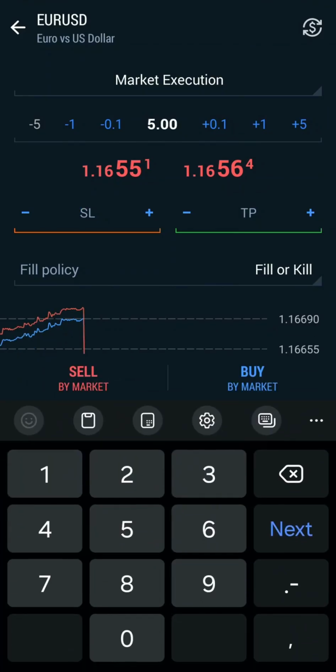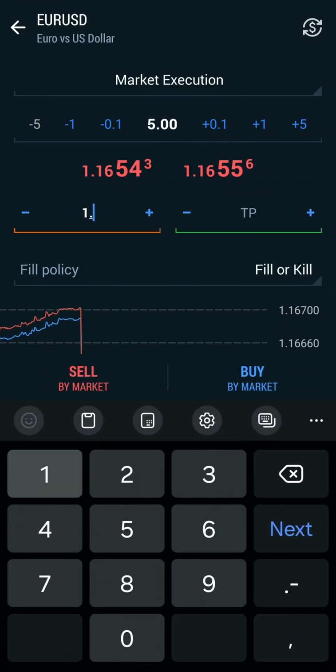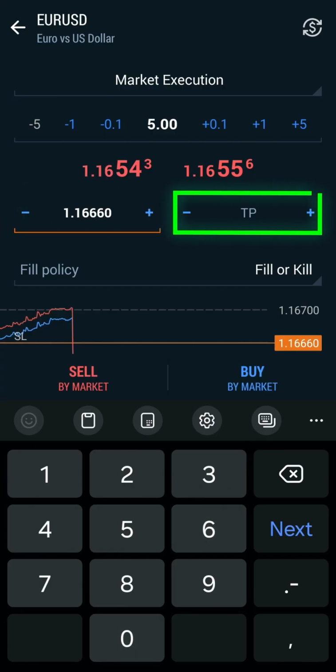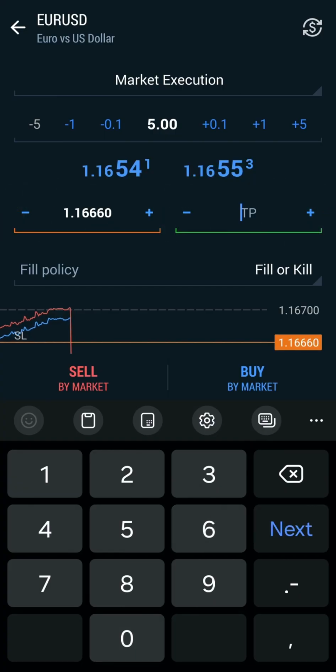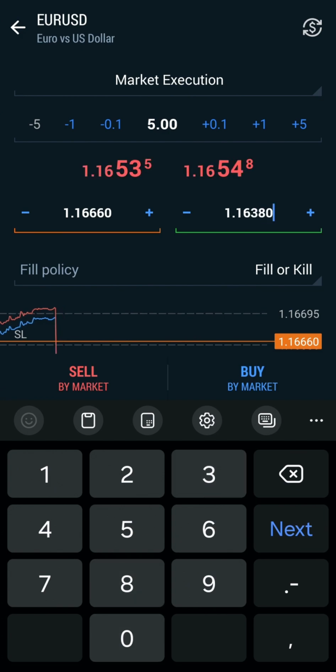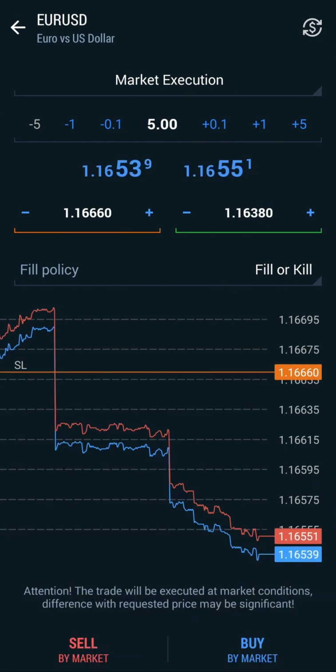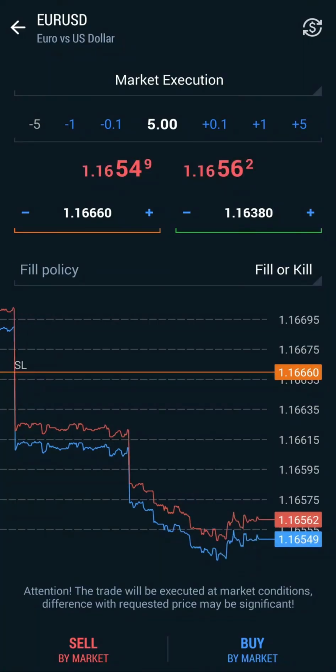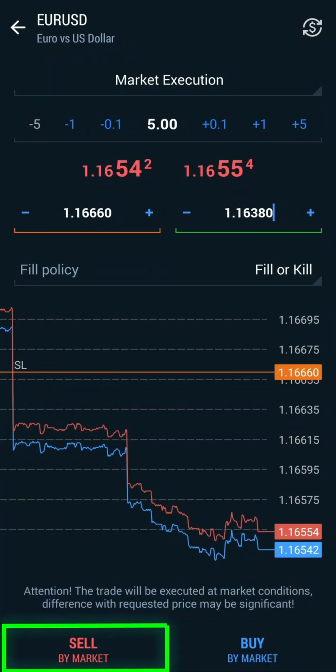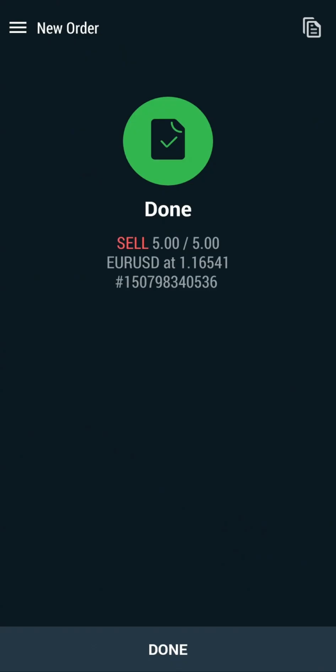Now it's time to manage your risk and protect your capital. Below the volume, you'll see two fields: stop loss and take profit. Tap each one to set your price levels. These tools help lock in profits or limit losses automatically, so you don't have to constantly monitor the screen for sudden, unexpected market shifts. Once everything looks good, tap either Sell or Buy to execute the order.